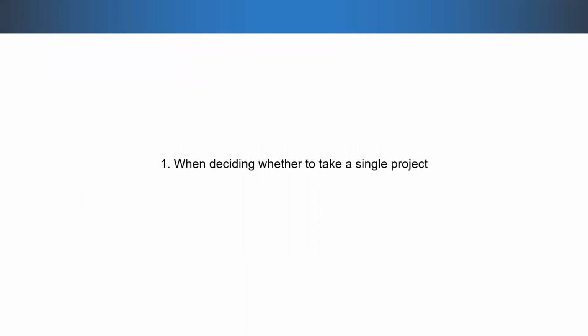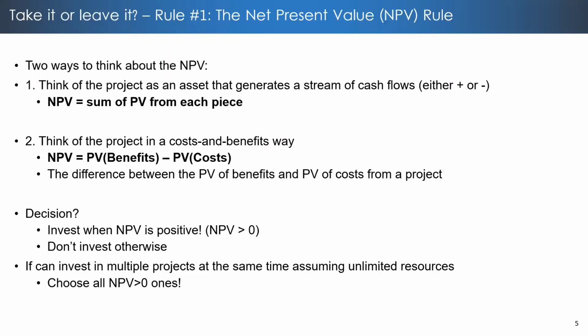Okay, so in the first scenario, very straightforward, whether to take a project. Just one project, to take it or not. And then here are the three rules. The first rule is net present value. We already talked about this when we did the first part of capital budgeting. So whenever it's positive, you take it. Whenever it's negative, you reject it.